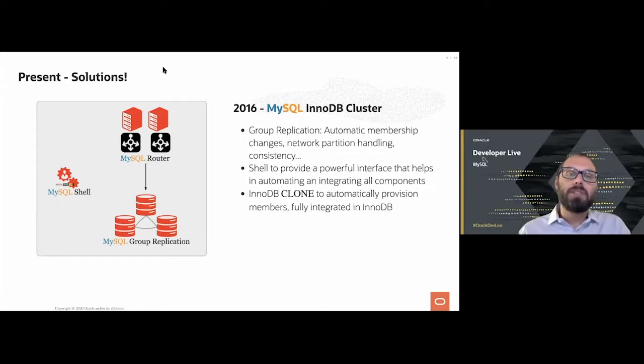So in 2016, we have these three components here. Four components actually. So we have InnoDB Cluster, and InnoDB Cluster is built on MySQL Group Replication, which is a set of MySQL servers communicating with each other, replicating with each other, which provides automatic membership and network partition handling. It guarantees consistency across all members, and there is no data loss in the event of a failure happening.